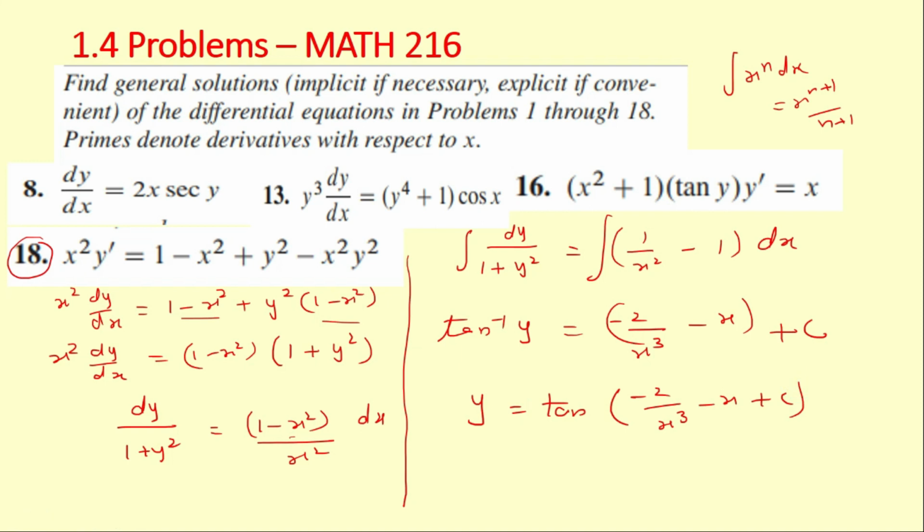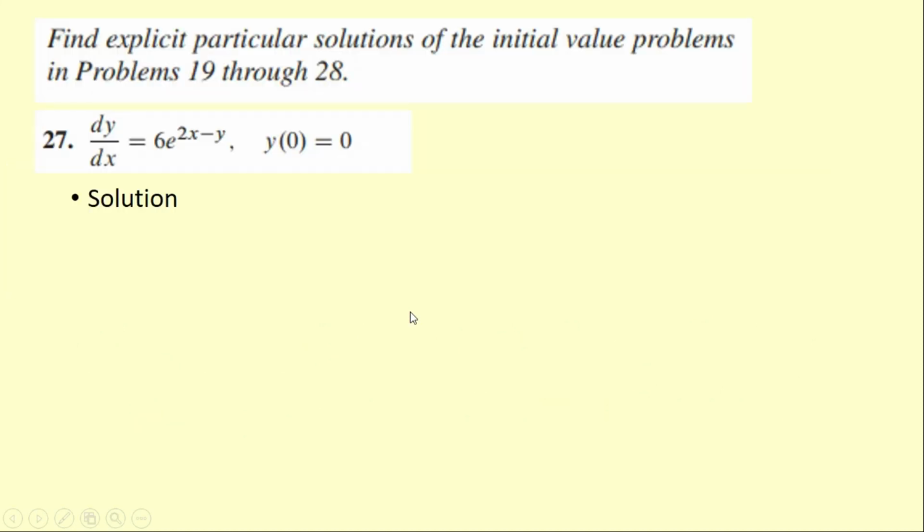Now let's go to the next question, which is find explicit particular solutions of the initial value problem and problems 19 to 28. So you got to practice all the problems from 19 to 28. In this session, we will solve question number 19 alone. Again, try to separate and use the same technique, but at the end, you got to find the value of the constant. So you will get a particular solution.